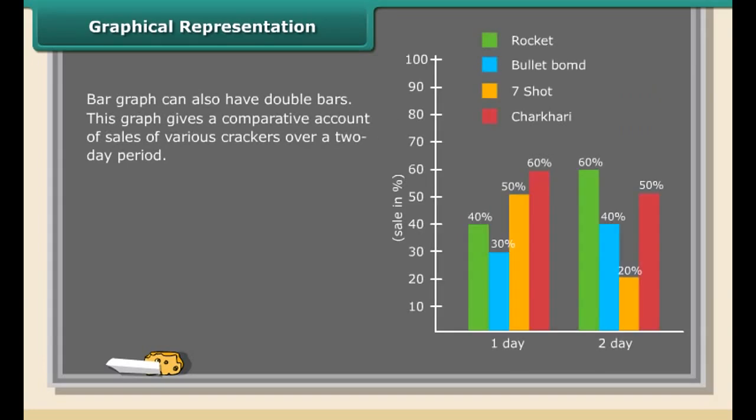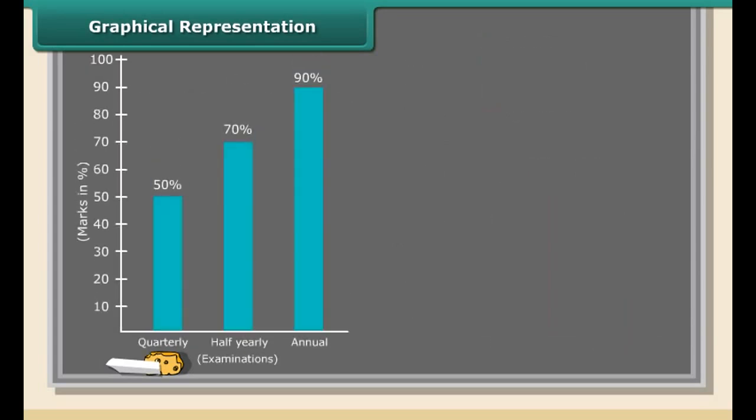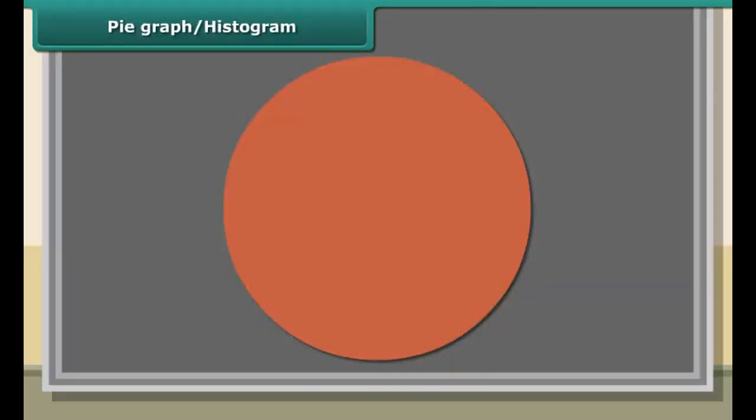Bar graph can also have double bars. This graph gives a comparative account of sales of various crackers over a two-day period. From the above graphs, the first graph shows the comparison of three examinations of a student. The second graph shows the sales of four varieties of crackers in two days.